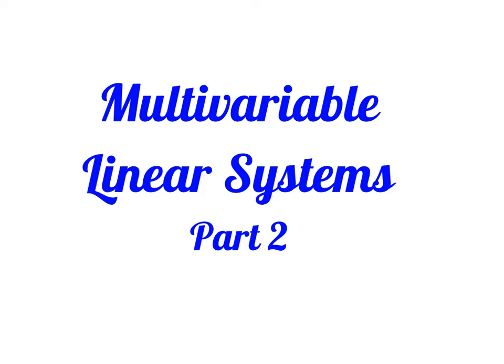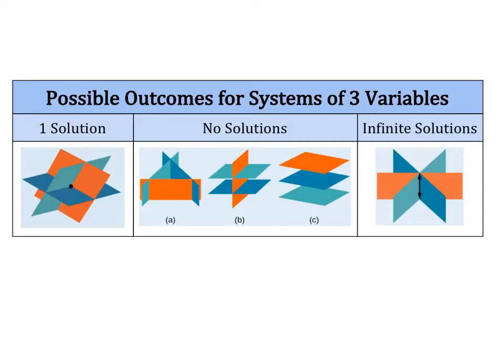Hi everybody, today we are going to keep talking about solving multivariable linear systems. When you are solving a system of three linear equations, there are a number of different outcomes you can get. You can have exactly one solution, and what it looks like is you have three planes that are crossing at exactly one finite point.